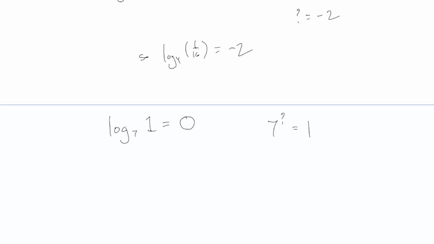And this is actually a fact of all logs. This actually had nothing to do with the number 7. This is not a special property of the number 7. No matter what this number is, something to the power 0 always equals 1. So it is a fact about all logs. The log with any base of 1 is always equal to 0. I'll write it this way. Log base b of 1 equals 0 for all bases. Right? It's not a special property of the number 7 there. That is always going to be true.